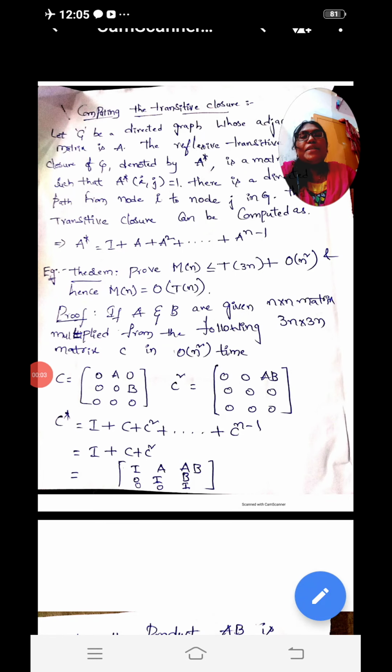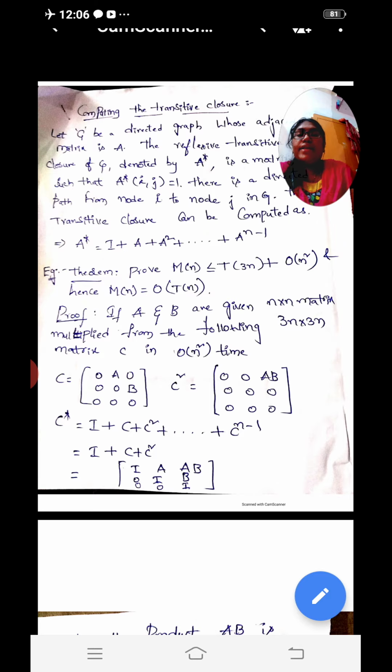Today we are discussing our last topic of the fourth unit, that is none other than computing the transitive closure. What is the meaning of computing the transitive closure? What is the main aim of our concept? Let us see computing the transitive closure of a graph.